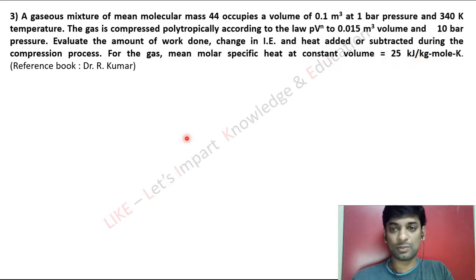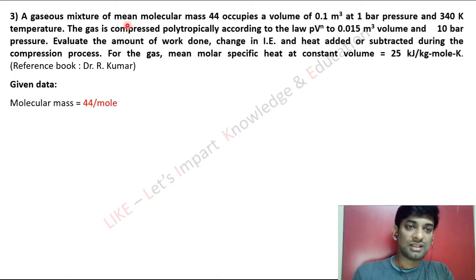This is one of the different problems. Let me tell you first how to write the given data. Look at this. The molecular mass is given as 44. Usually the unit for molecular mass will not be given. Keep noted, molecular mass should be written as 44 per mole. This is the unit, per mole.